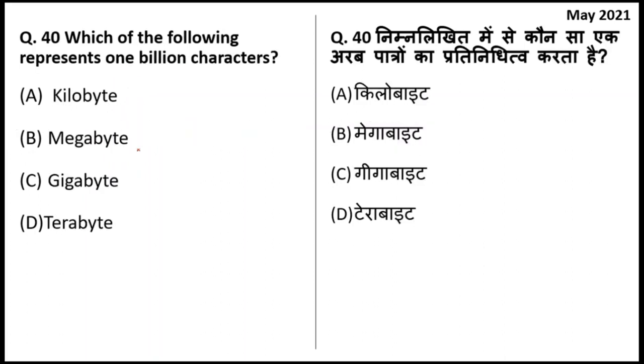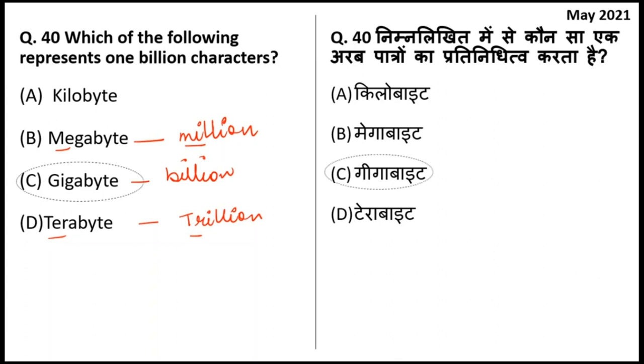Which of the following represents 1 billion characters? If the question asks about 1 million characters, students, remember it is going to be megabyte. If it asks about 1 billion characters, it is going to be gigabyte. And if the question asks about 1 trillion characters, it is terabyte. So remember M for million, T for trillion, but this you will have to remember. 1 GB or 1 gigabyte is equal to 1 billion characters. C is the right answer.